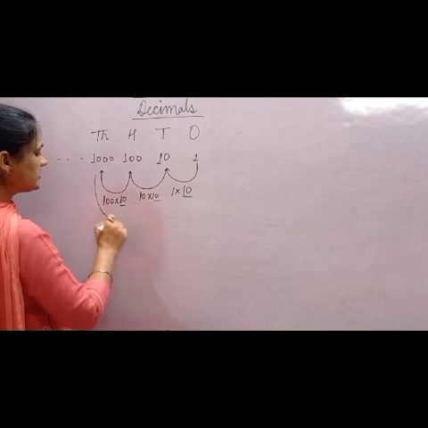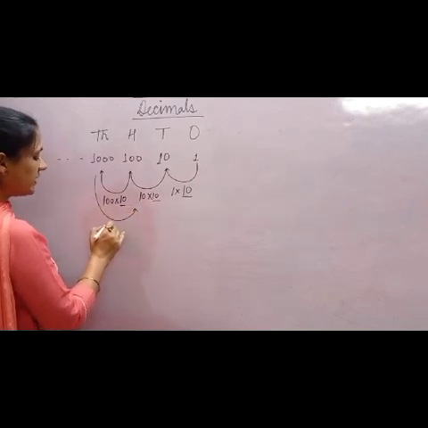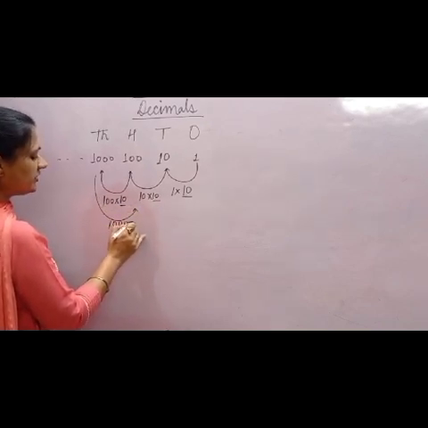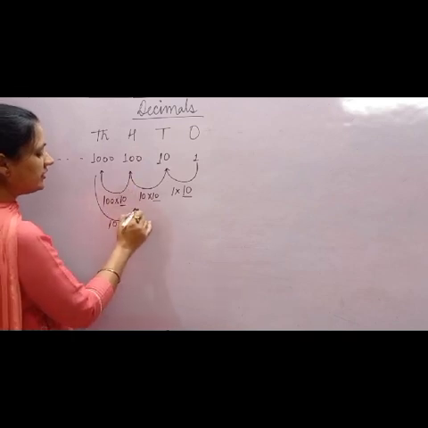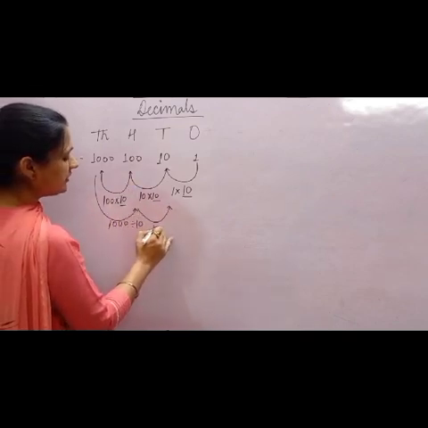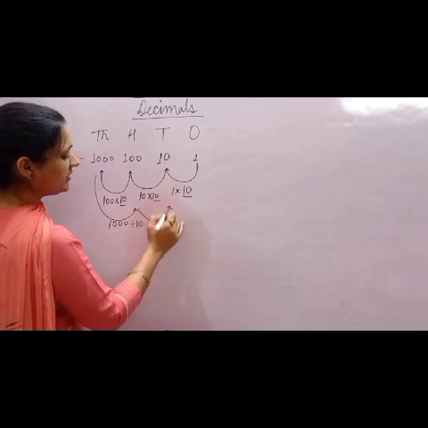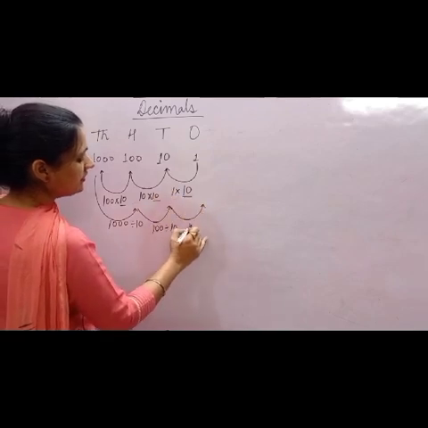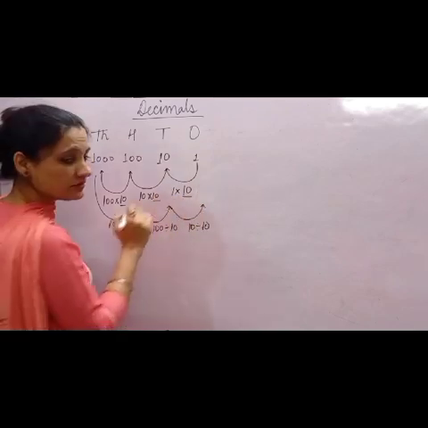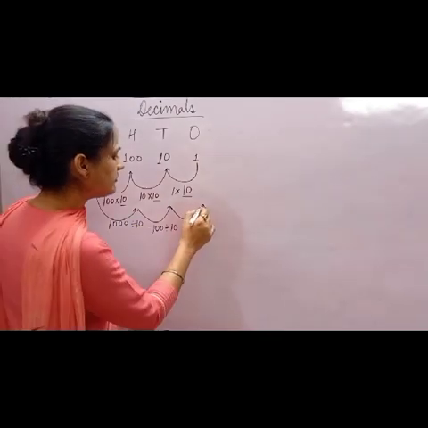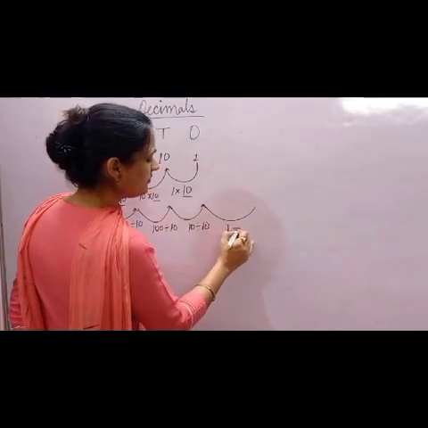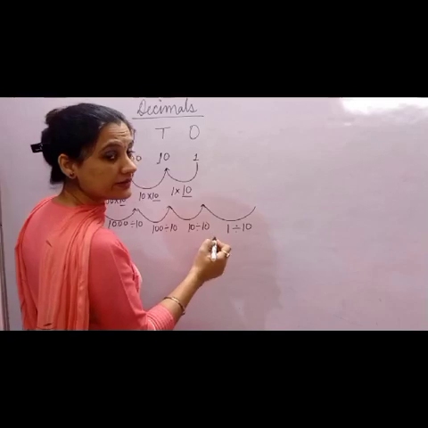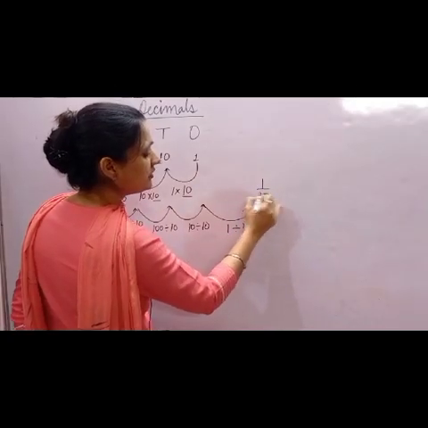Similarly, if we move toward the right hand side, then 1000 will be divided by 10, then we'll get 100. Similarly, 100 divided by 10 we get 10, then 10 divided by 10 gives 1, right? Now what happens when we move one more place? So that will be 1 divided by 10. It means what? 1 by 10.